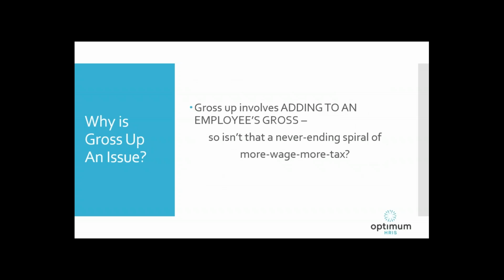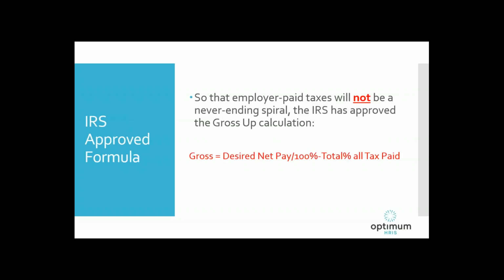But wait, adding tax dollars to the original gross amount, isn't that just increasing taxable wage? Doesn't that mean that there is even more taxable income? Where would this ever end? How come this isn't just making things even more complicated? Well, the IRS has approved the gross up method so that this never-ending tax cascade does not become a problem. And it actually makes the calculation pretty easy if you know the basic formula.